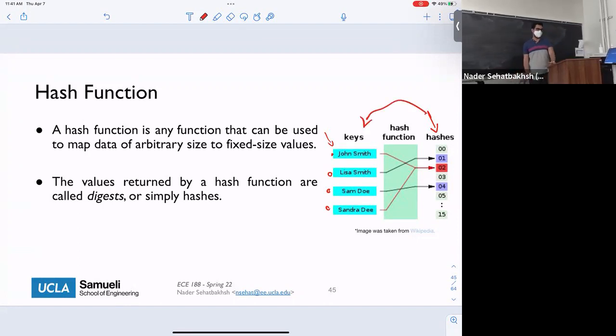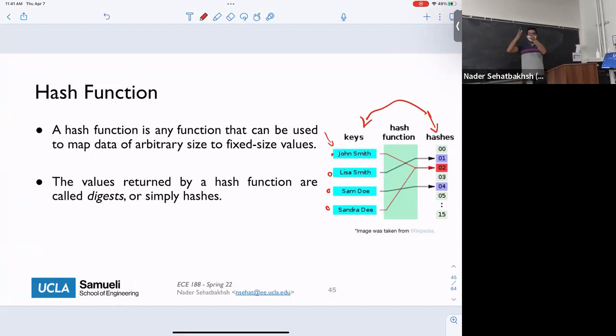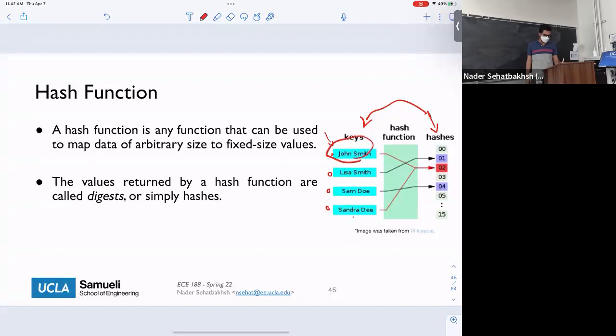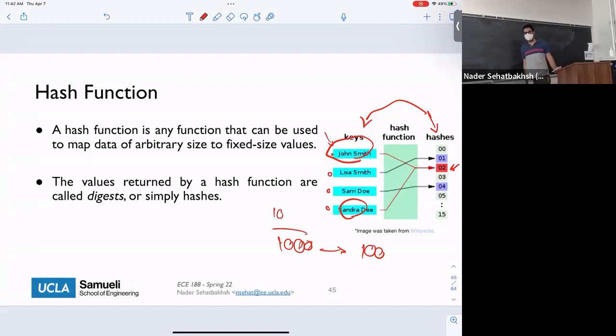Okay, and since we are mapping something in a higher dimension to a lower dimension, of course there will be collisions, right? There will be scenarios where multiple of these keys are mapped to the same hash value, right? Because for example, if you're mapping 1,000 things to 100 things, of course there will be at least 10 of them that always map to the same thing, right?